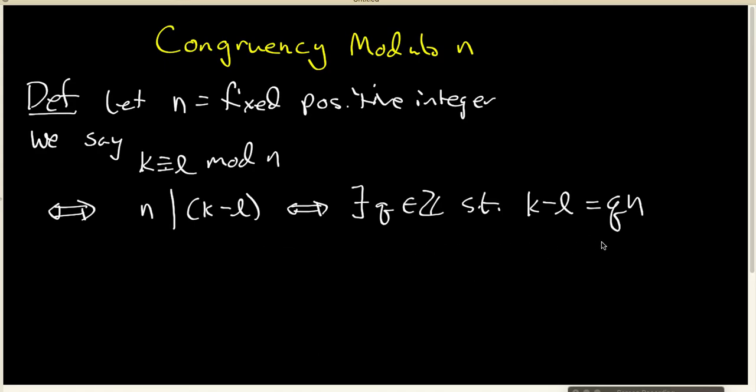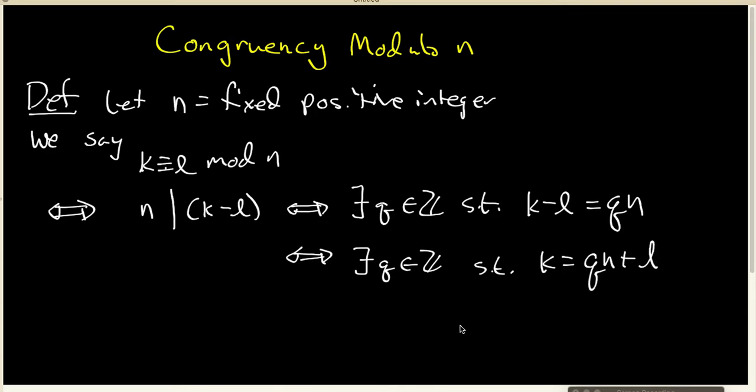And we can go one step further. We can rewrite this equation. And when we rewrite this equation, we can say that k is congruent to L mod n if and only if we can find a q inside Z such that k is equal to qn plus L.